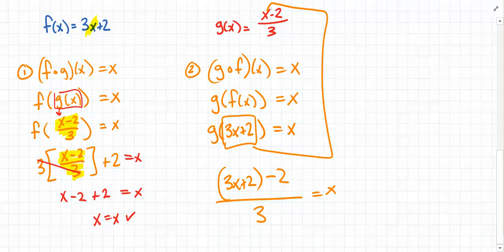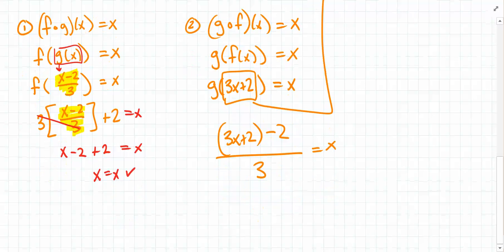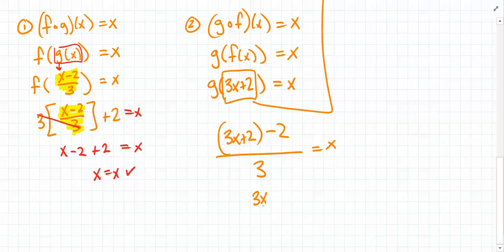Because I have the 3x plus 2 minus 2. That cancels out, so that leaves me with nothing more than 3x over 3, and I want to show that that's equal to x. Well, the 3's cancel, so x is equal to x. And now we have shown that g of x is the inverse of f of x.